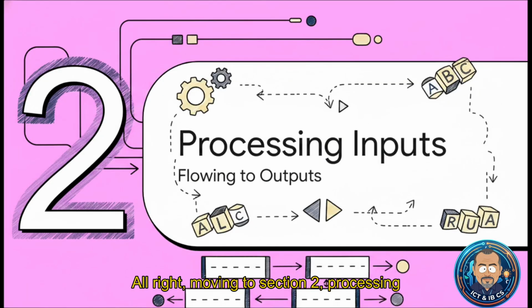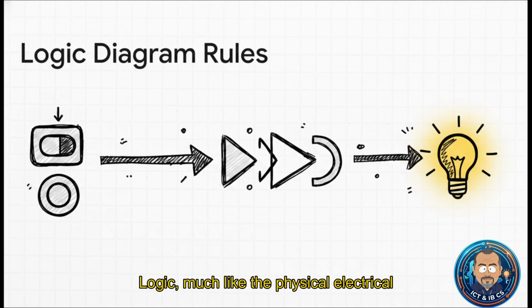All right, moving to Section 2, Processing Inputs to Outputs. Having an alphabet is great, but we need strict rules for how these symbols interact. Logic, much like the physical electrical current it represents, is designed to flow in one specific, non-negotiable direction. You always read from left to right. Your inputs begin on the far left, your processing occurs right in the middle, and your final result emerges on the right. Keeping this strict visual grammar is absolutely paramount.